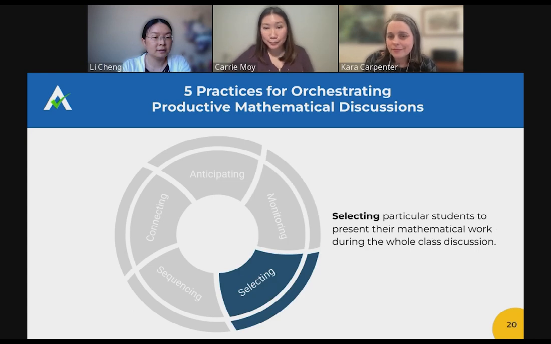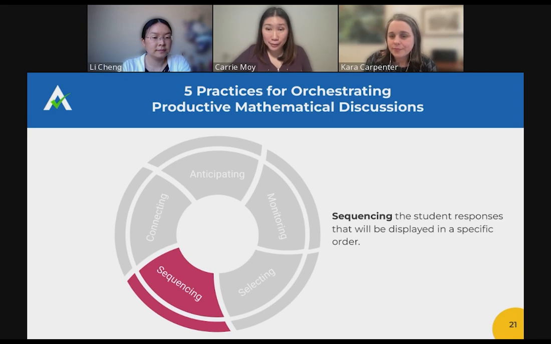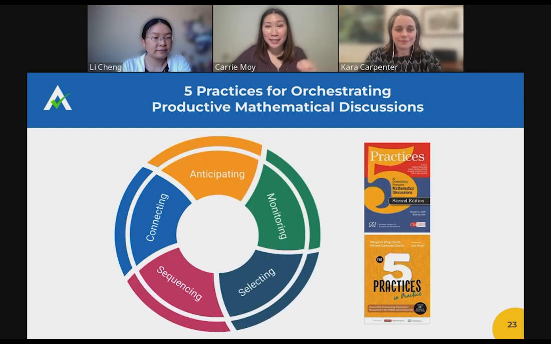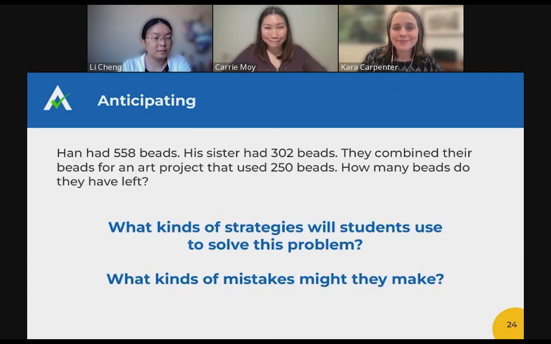Then there's selecting, where you choose specific student strategies that you want to highlight during your whole class discussion. Sequencing is where you take those strategies that you've selected and put them in a specific order to present. And connecting is taking all those different strategies and connecting the ideas to help you meet a specific learning goal. Now, this is a lot, but I'm going to pass it off to Kara to give us a specific problem example that we can anchor in.